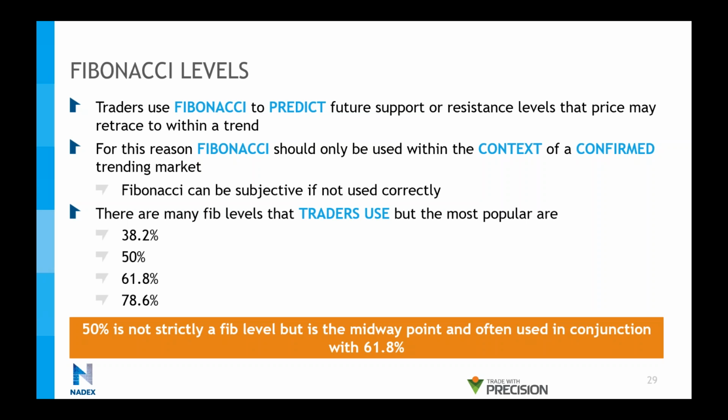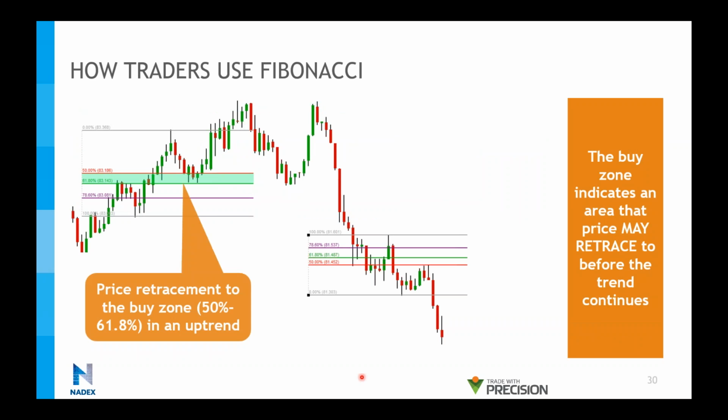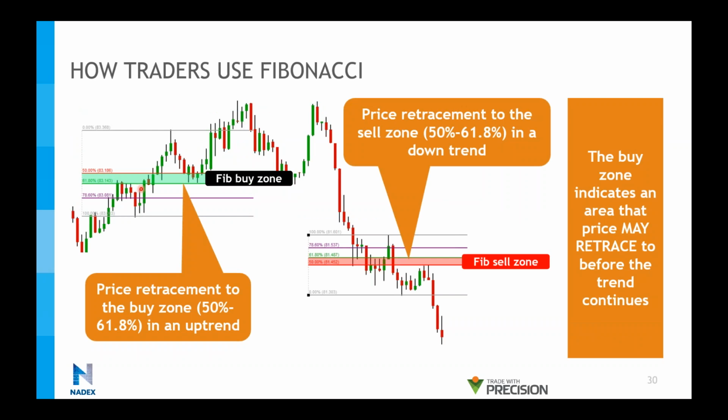The Fib levels that we traders use are usually 38.2, 50, 61.8, and 78.6. 50% is not strictly a Fib level, but it's the midway point and often used in conjunction with 61.8. And actually what we're using here is, once again, to formulate some kind of buy zone or sell zone.